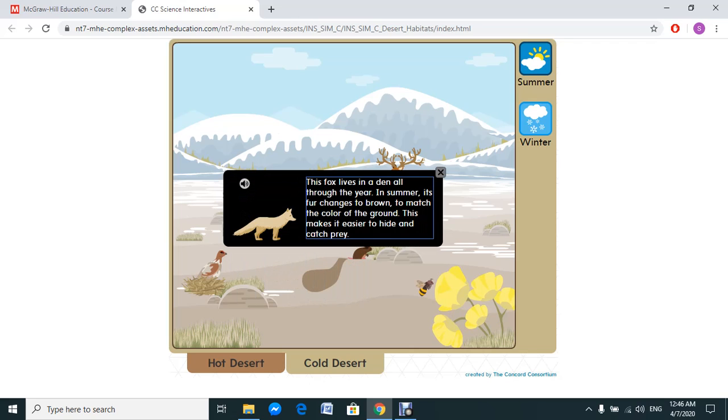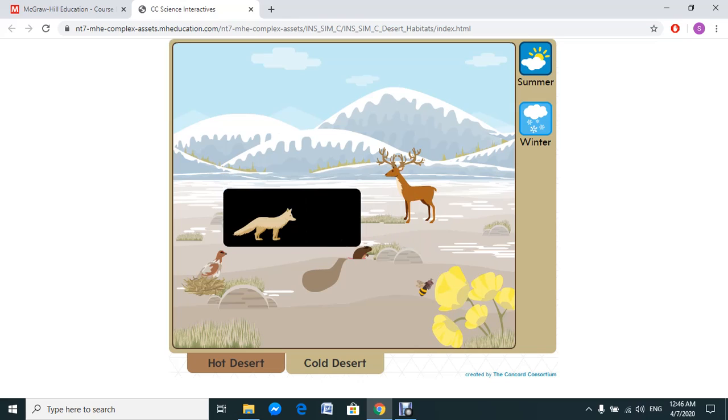Let's see this fox. Yes, so this fox needs to catch prey. So its color also turns brown in summer, which helps it hide and catch its food.